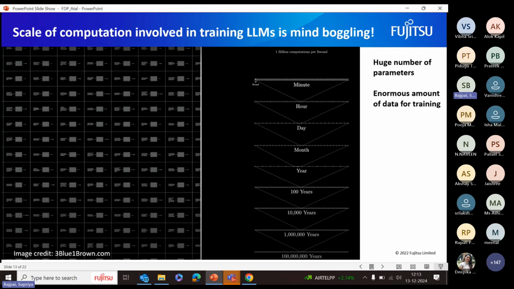If you compute 1 billion computations, where a computation means, for example, a multiplication or addition, you should understand how much time it would take for LLMs like GPT. If humans or we start 1 billion computations per second, how much time will it take to train a model like GPT? So you can say how many years?